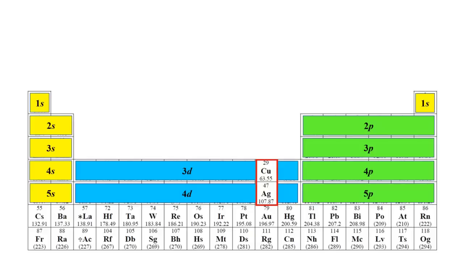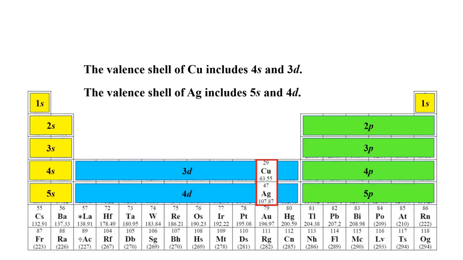But what you can see on this slide is I'm just showing you the energy levels of the orbitals. So 1s, 2s, 2p, 3s, 3p, and so forth. And so for copper and silver, because copper and silver occupy different periods on the periodic table, their valence electrons are going to be in different energy levels. So the valence shell of copper would include 4s and 3d. But then silver has an extra occupied energy level. It would be 5s and 4d for silver.